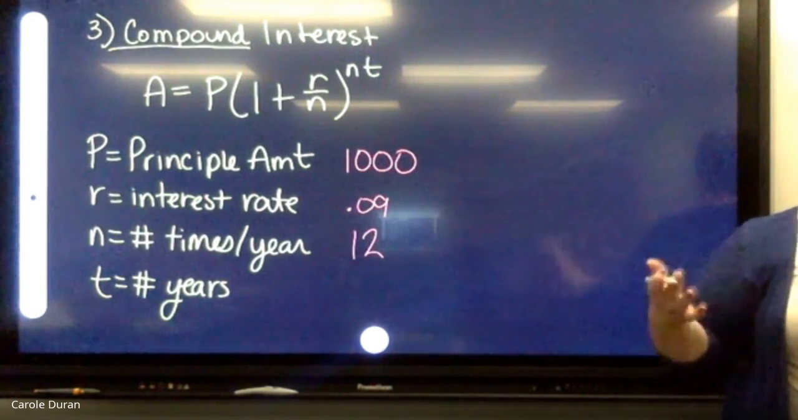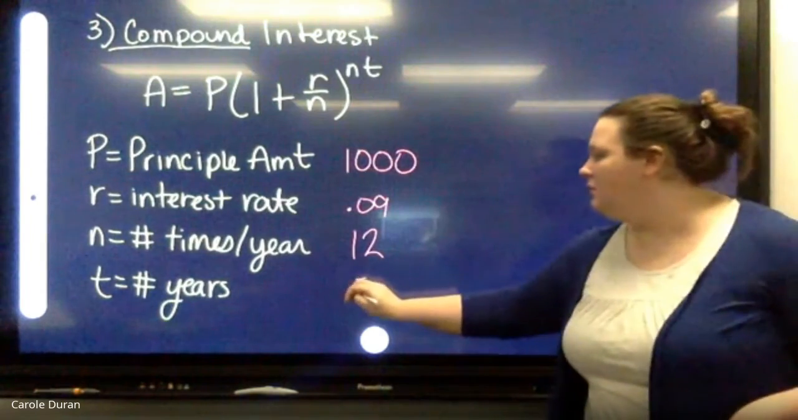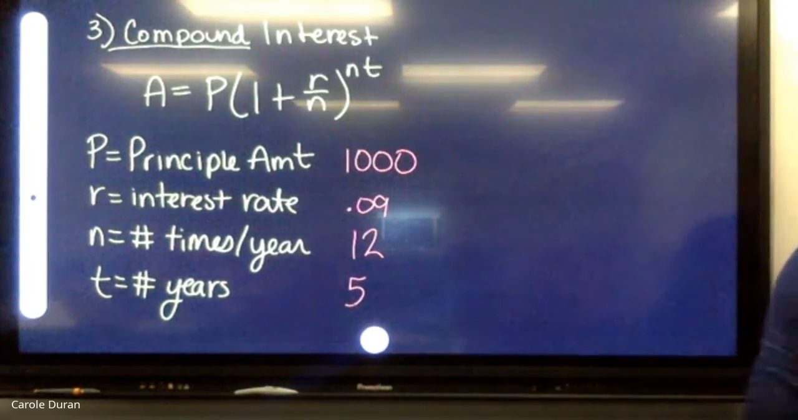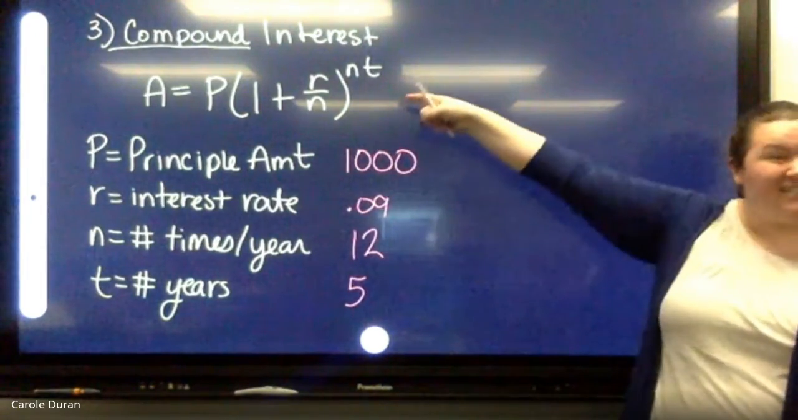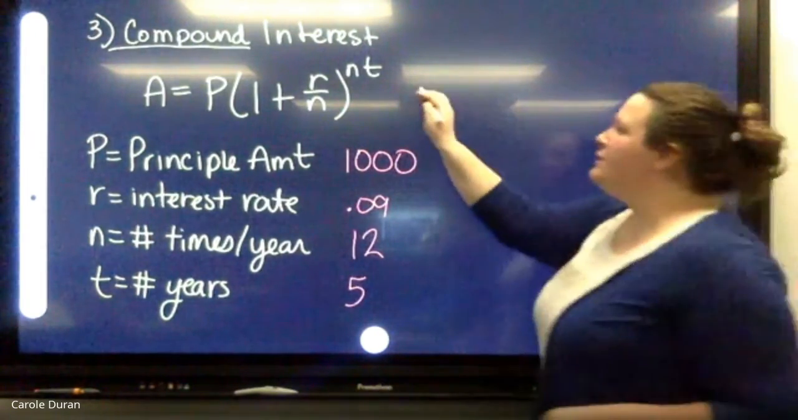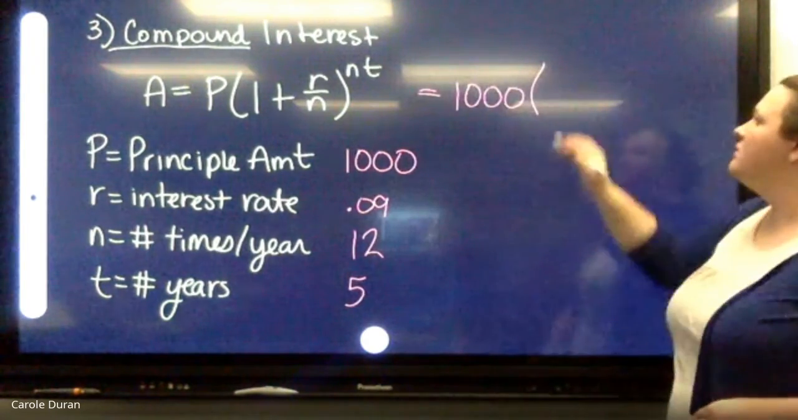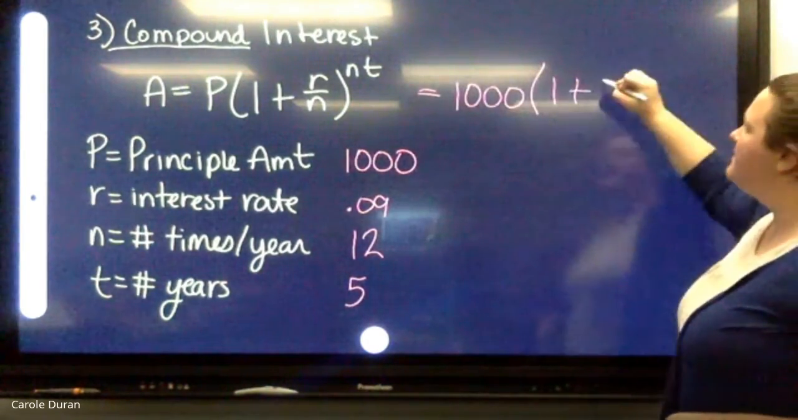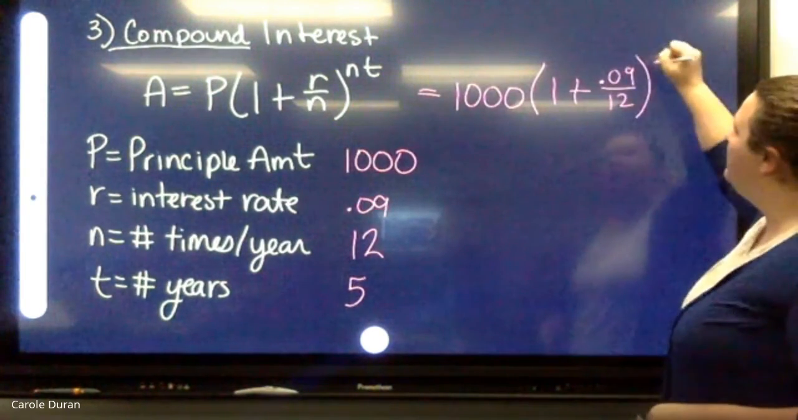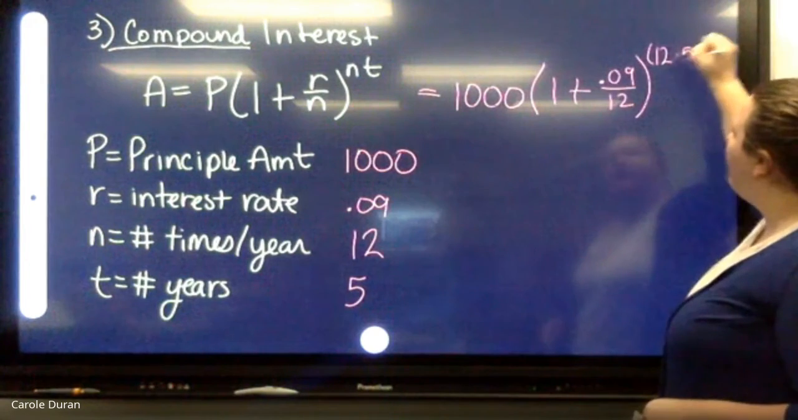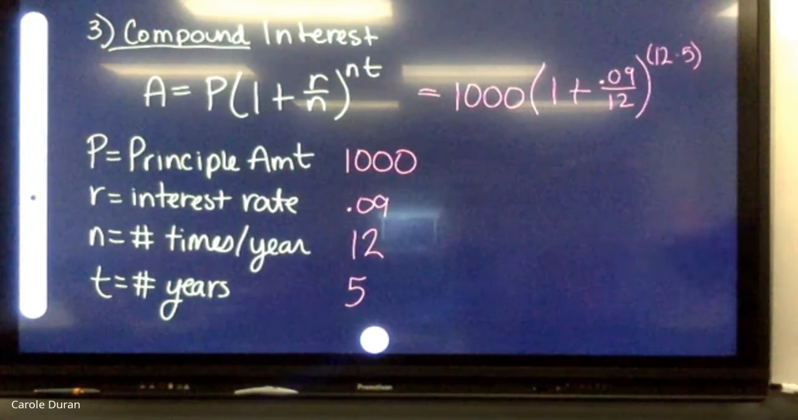And then T is going to vary depending on which of the years I'm plugging in. We're going to start with 5, because that was the first place I had to solve it at. Once I have these 4 things, I just plug it into that equation. So then this becomes 1,000 times 1 plus 0.09 over 12, all to the 12 times 5 power. So I just plugged in P, R, N, and T.